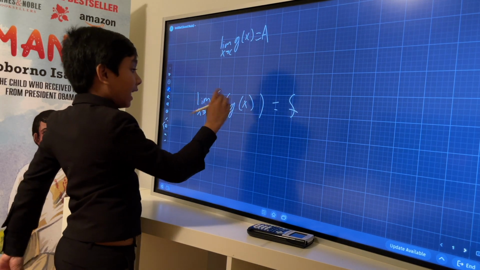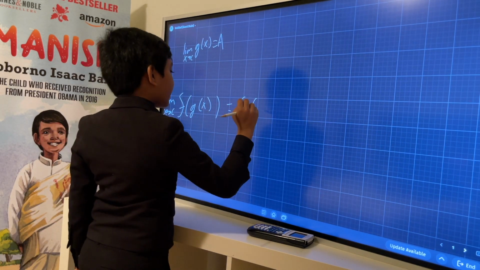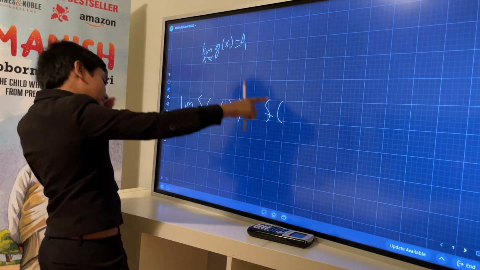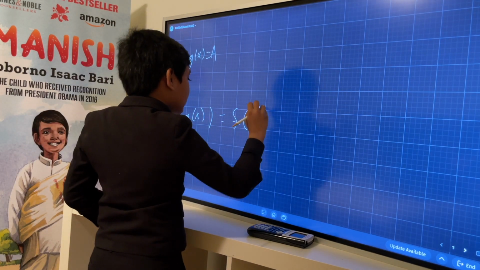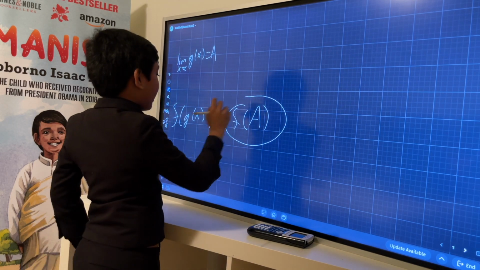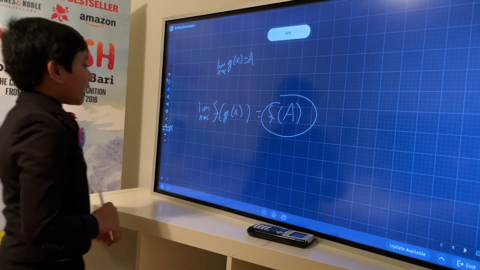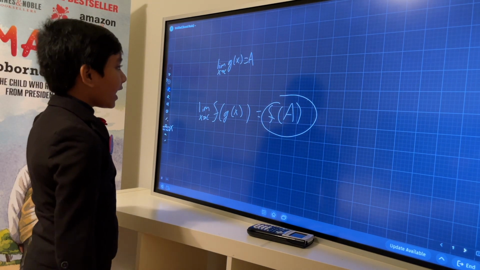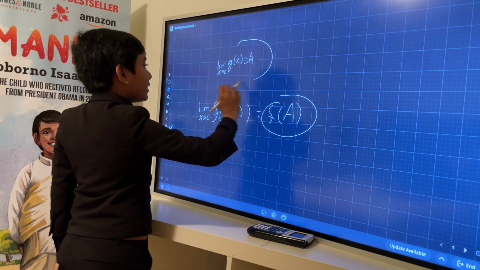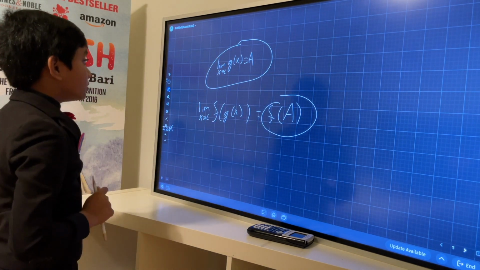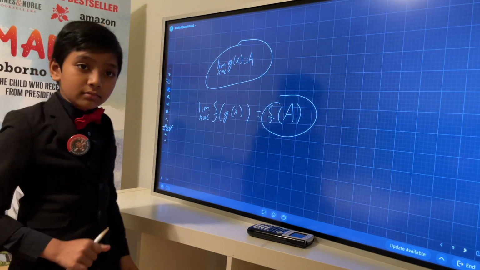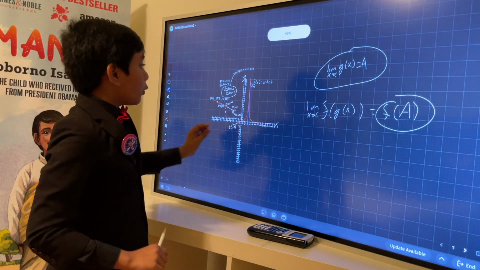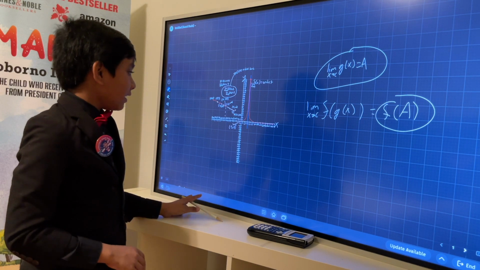this limit applies in the interior, so we get f of the limit as x approaches c of g of x, which is a, we see that, and eventually we just get f of a. So the limit as x approaches c of f of g of x is f of a, given that the limit as x approaches c of g of x is a. So that's all we have today for limits, and we'll see you tomorrow.